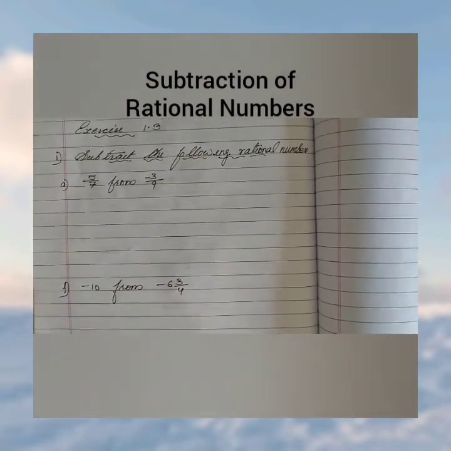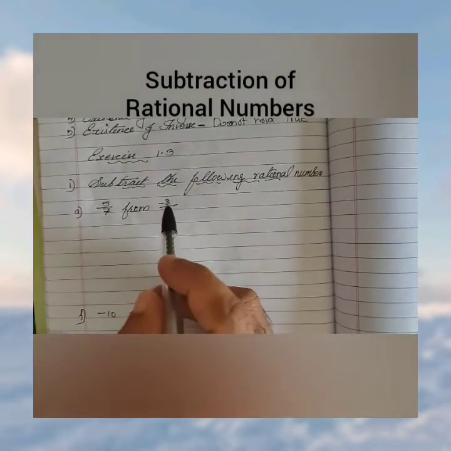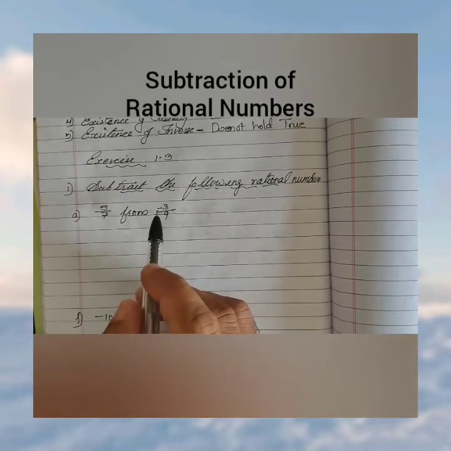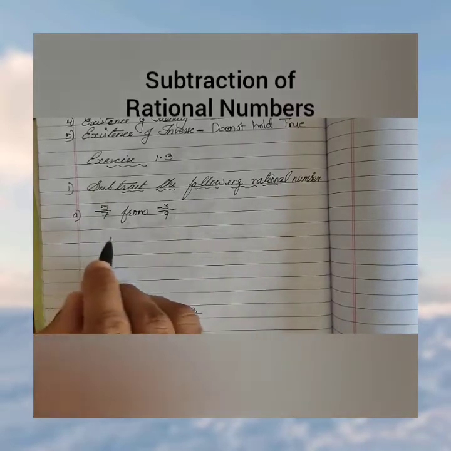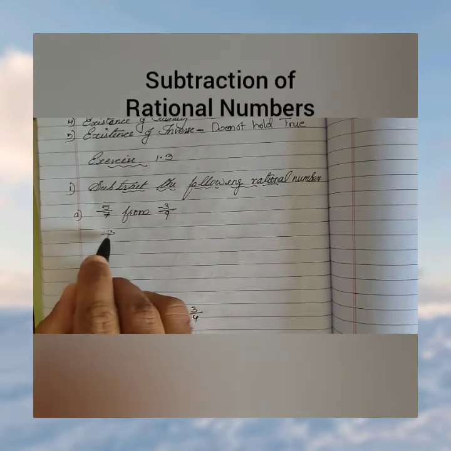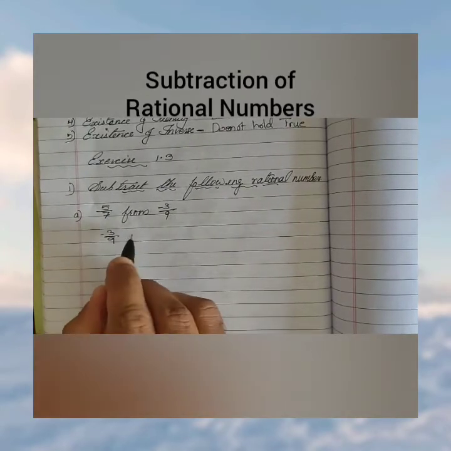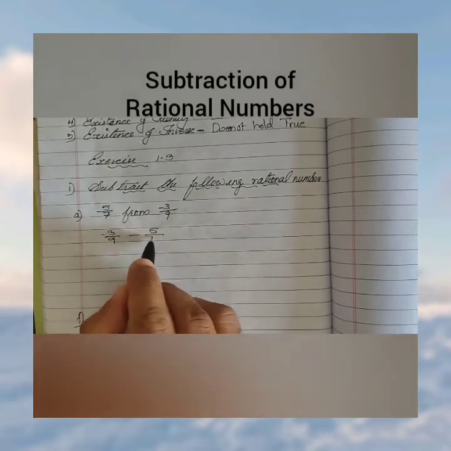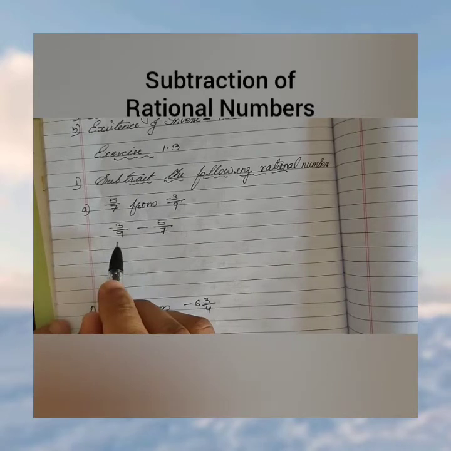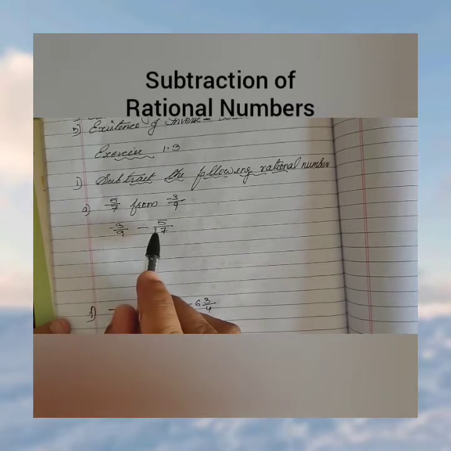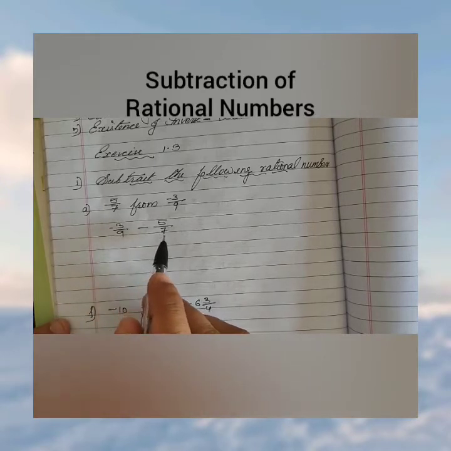Now listen, we are going to solve some exercise questions. Exercise 1.3. Subtract the following rational numbers. To subtract these numbers, we first add the first rational number to the additive inverse of the second rational number, and we have to make the denominators equal also.